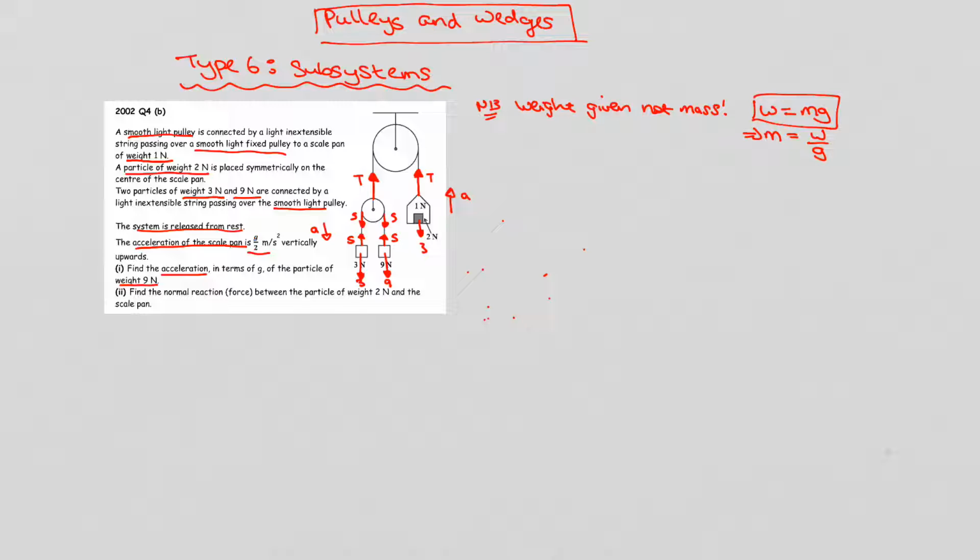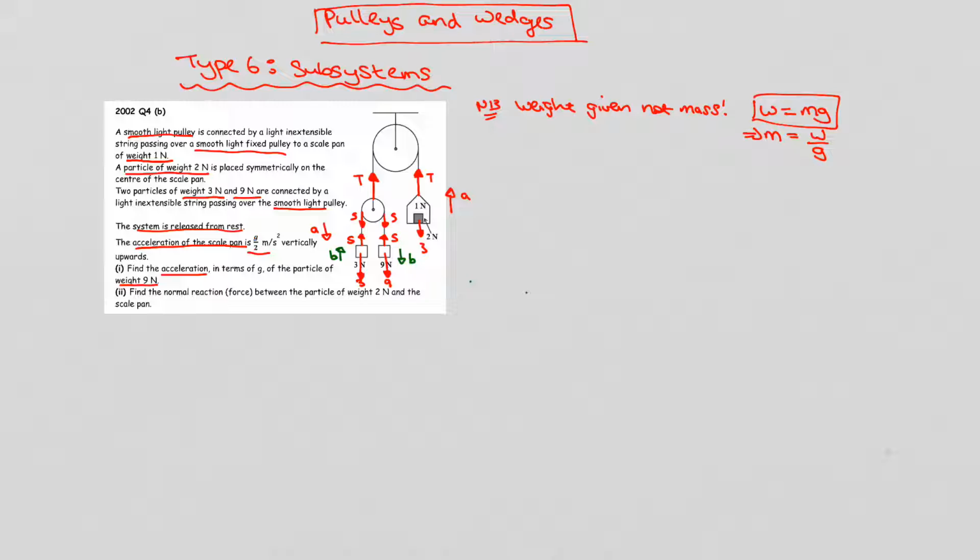But of course, with subsystems, what we have is a pulley system within a pulley system, so we're going to have acceleration within the system itself. I use a different colour to represent that. The 9 is heavier than the 3, so the 9 is going to accelerate down. I'm going to call that acceleration B, and the 3 newton will accelerate in an upward direction. We have to be careful with those when we're setting up our equations.